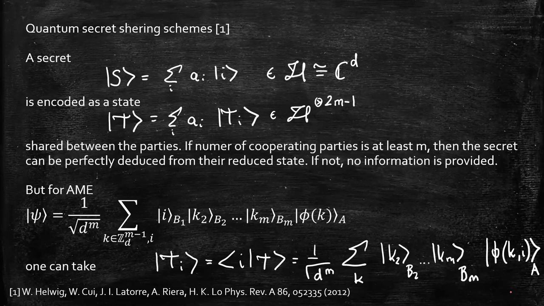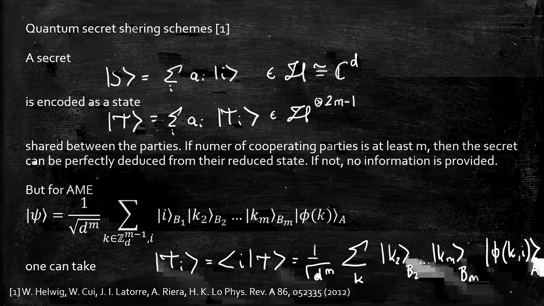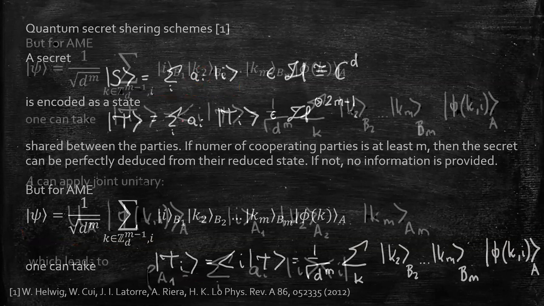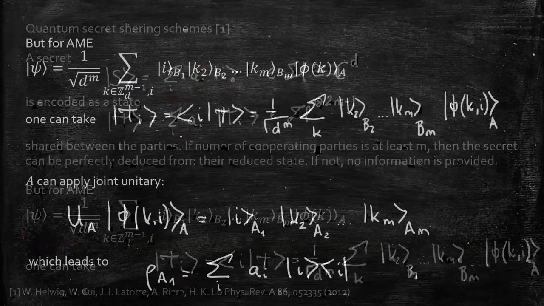You can use them for quantum secret sharing schemes. For example, here the task would be that you have a secret, an information, encoded in the quantum state as here. And you can encode it into an absolutely maximally entangled state in the following way. You take this AME state and you encode the secret into the code word that is the result of the projection of the whole state onto the one qubit here. And that's the form of the state that you obtain. The first two lines are just what was written on the slide before.